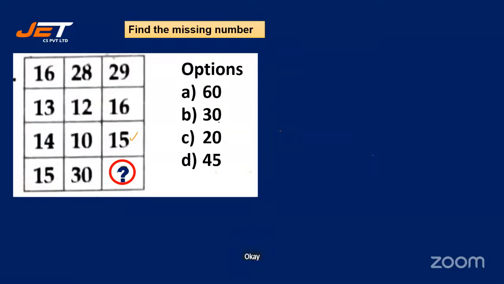Okay. See the next question. We have 16, 28, 29, 13, 12, 16, 14, 10, 15, 15, 30 dash. Right? So for this, easily you can do, students. Right? So you see the vertical cell, that is the first column. Right? So why don't you try this: 16 plus 13 will give me 29. What if I do? I'll get 15. So minus 14 will give me 15.